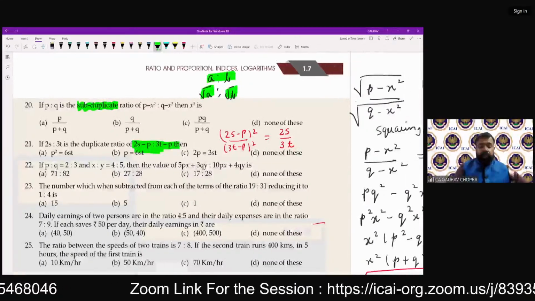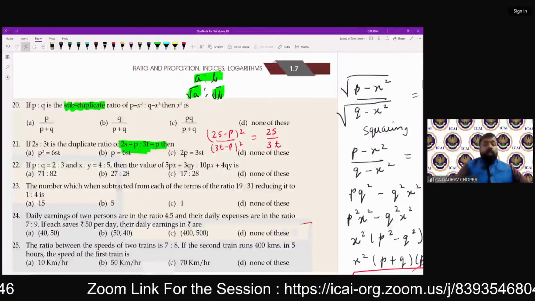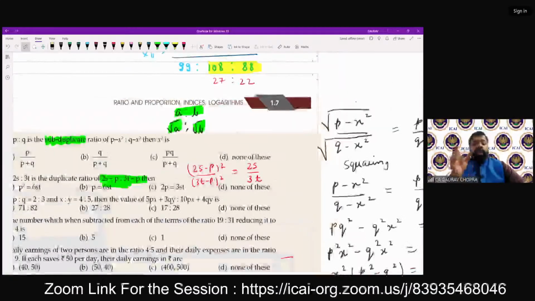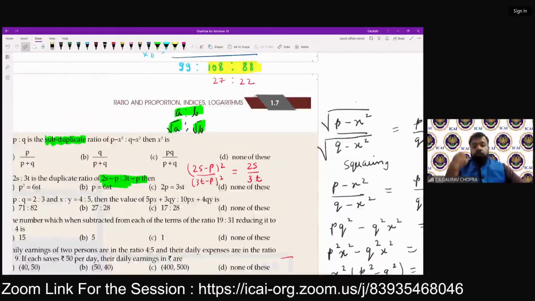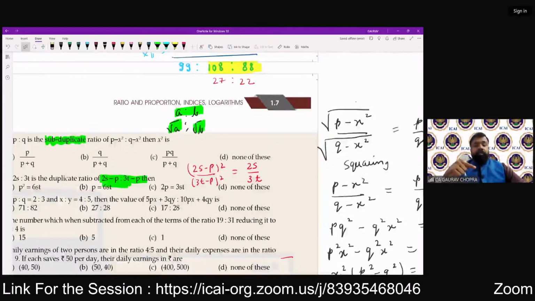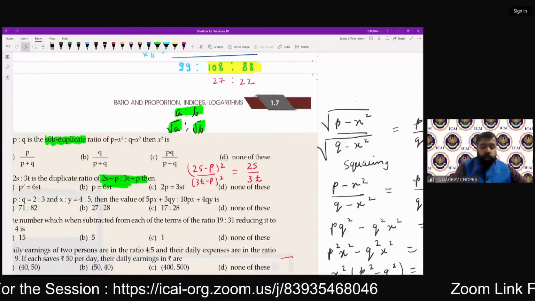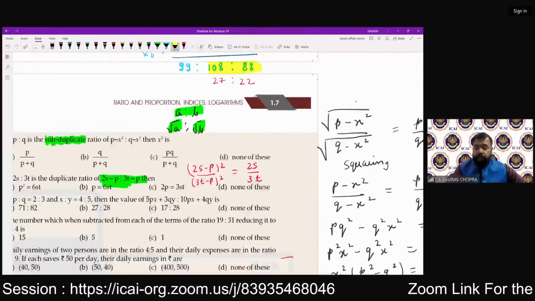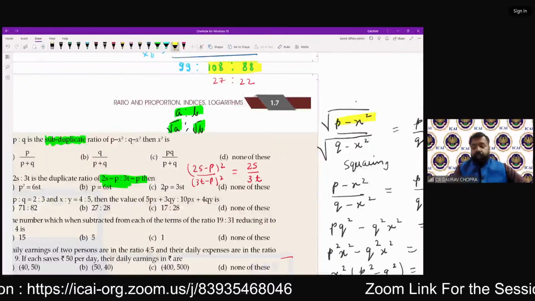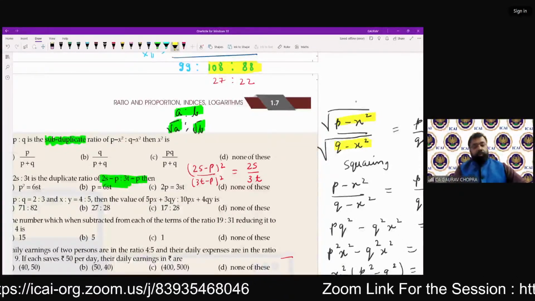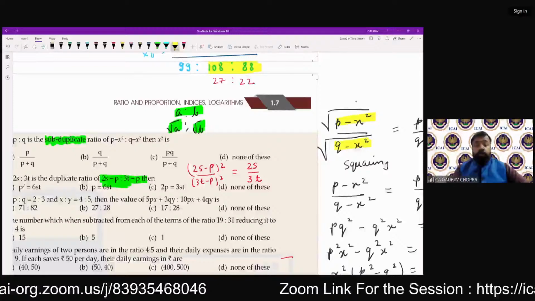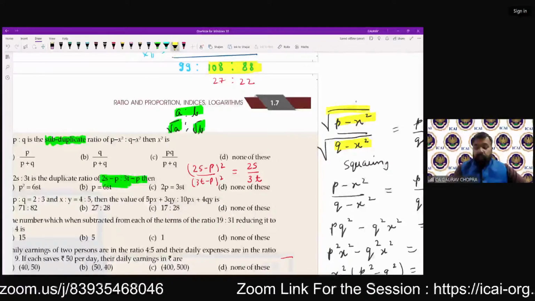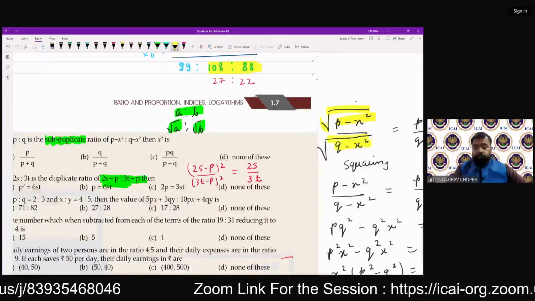So in a similar pattern, we have to solve this question. Now this ratio we can write in the fraction form. The first term will come in the numerator and the second in the denominator. So our first term is p minus x square and the second term is q minus x square. Since we have to find the subduplicate ratio, we are applying the square root sign.